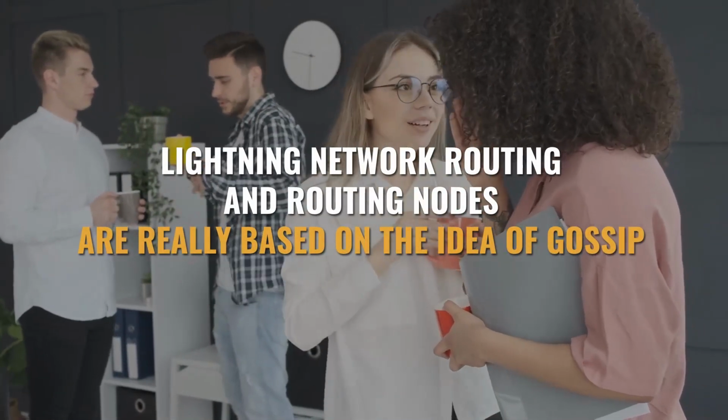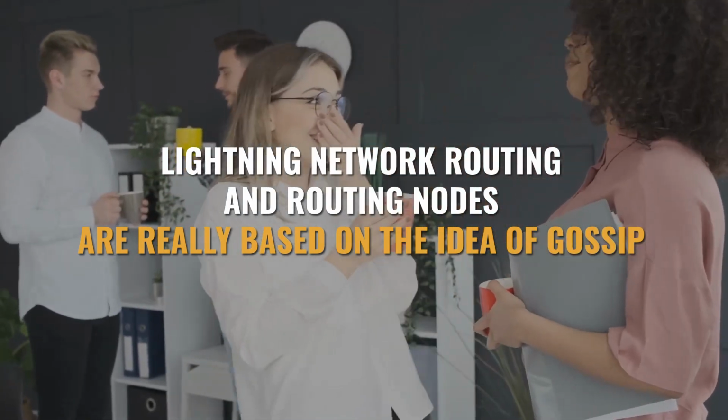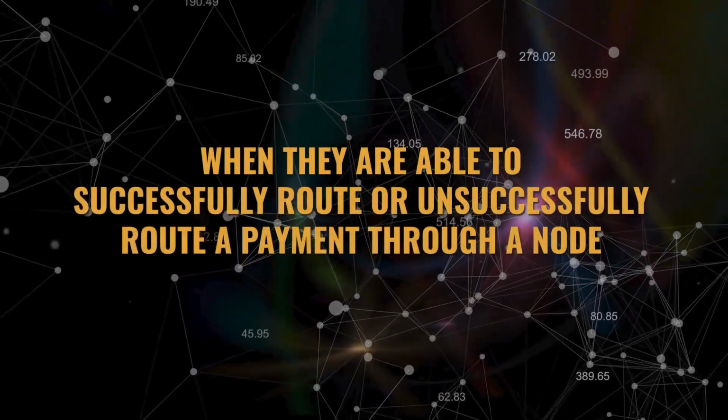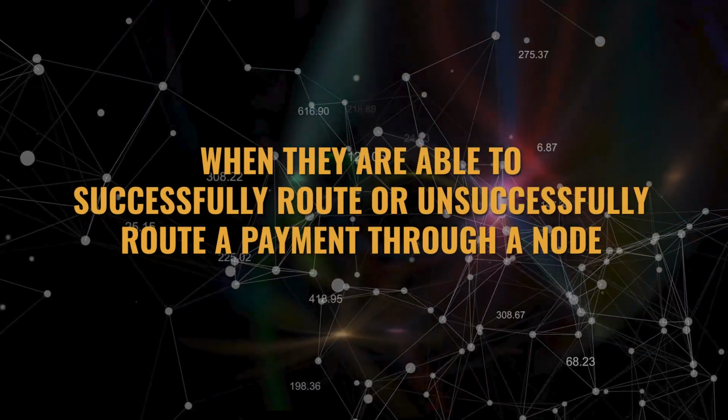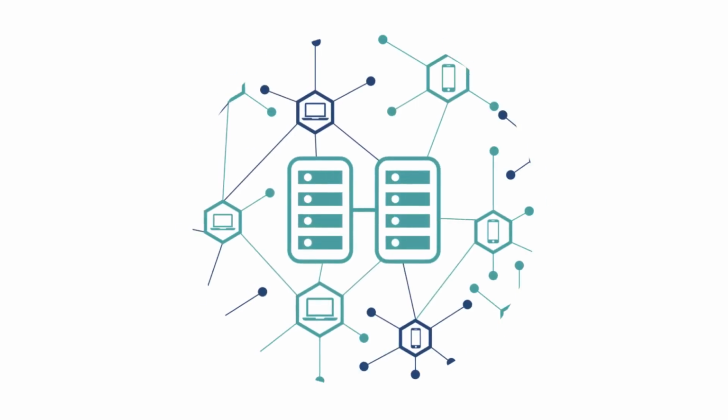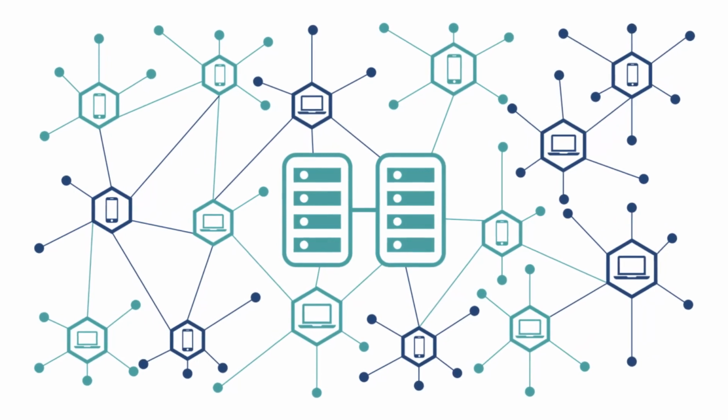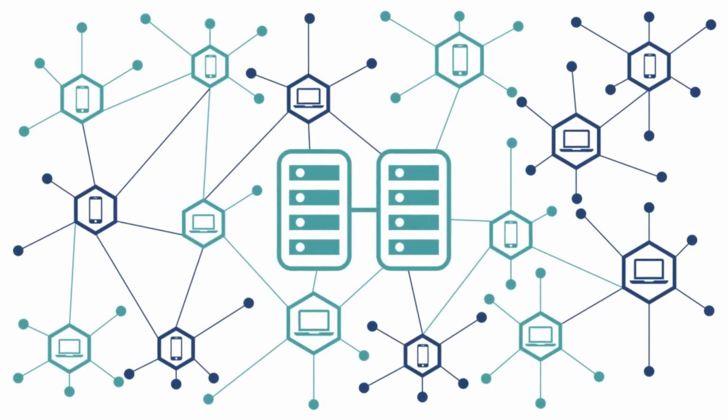But here's the thing. Lightning Network routing and routing nodes are really based on the idea of gossip. Now, this gossip thing is essentially nodes communicating to one another when they are able to successfully route or unsuccessfully route a payment through a node. In other words, a node may try to route a payment through your node and find that you do not have enough of a balance on the way that it is trying to send, whether inbound or outbound. When that happens, the gossip permeates out through the network and other nodes are updated so that they don't try to route through your node.